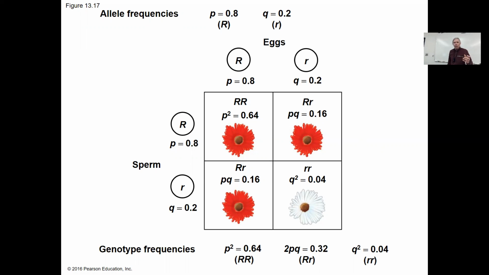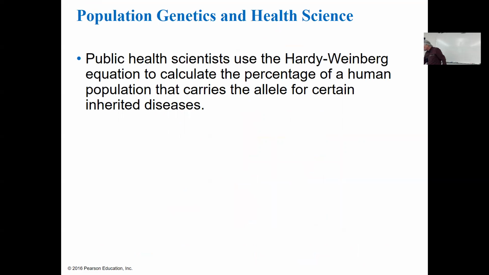This is often used to find out how many carriers there are, what percent of the people in a population are carriers, usually carriers for a really serious genetic disease. I'm going to show you an example of that in a moment. Well, I'm going to show it to you right now. Public health scientists use the Hardy-Weinberg equation to calculate the percentage of a human population that carries the allele for certain inherited diseases.